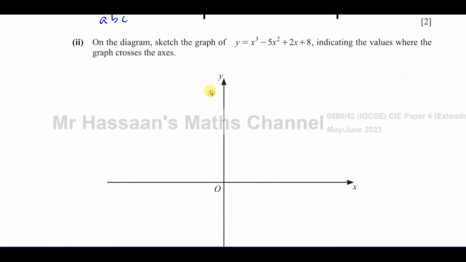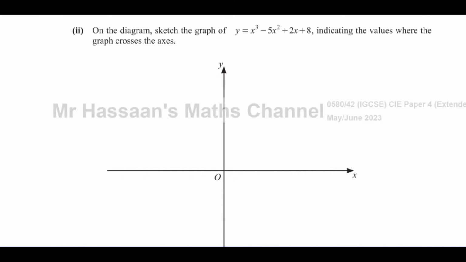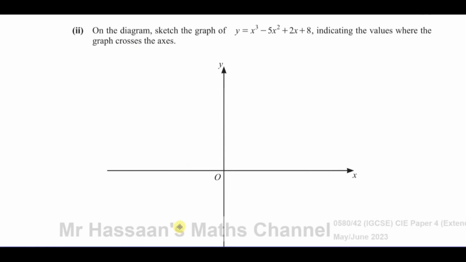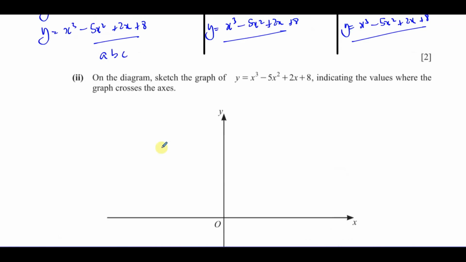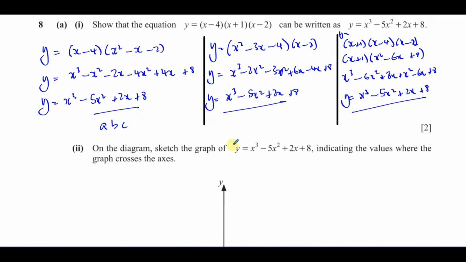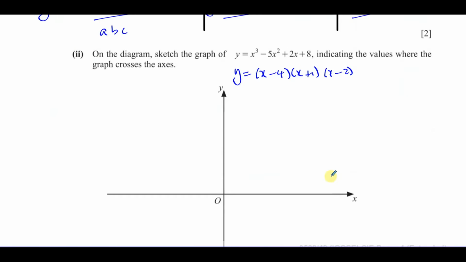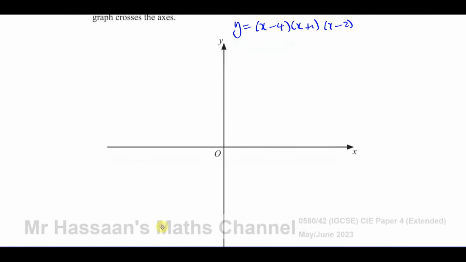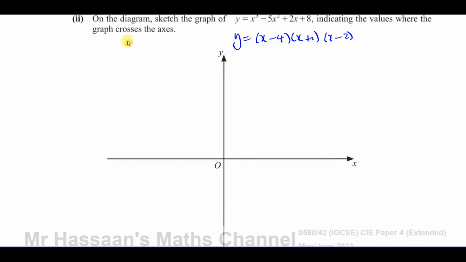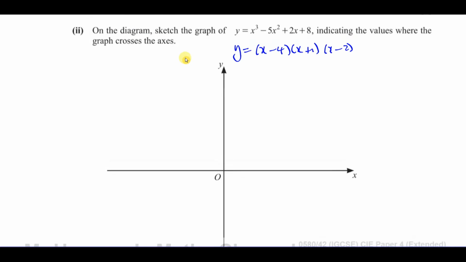Now, part two, it says on the diagram, sketch the graph of y equals x cubed minus 5x squared plus 2x plus 8. Now, the reason why they gave us the question in such a way with these brackets is I know that this can be expressed in this form, which is going to help us. So we've got to sketch a graph and indicate the values where the graph crosses the axes. So for any graph, whether it's a straight line graph, a quadratic graph, or a cubic graph like this, we have to identify a few things.